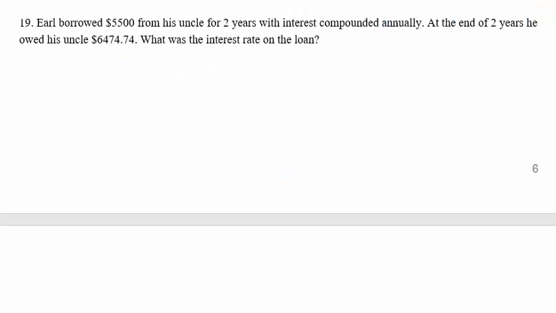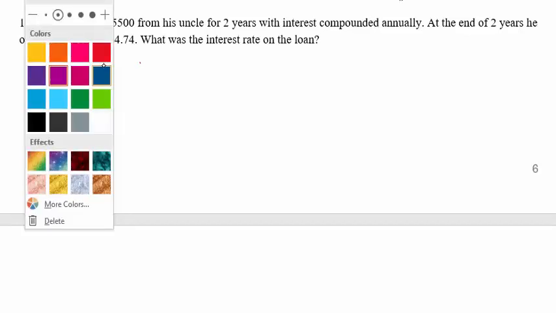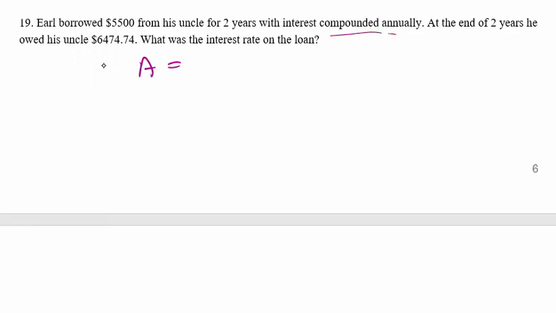If we take a look at number 19, it says Earl borrowed $5,500 from his uncle for 2 years with interest compounded annually. At the end of the 2 years, he owed his uncle $6,474.74. What was the interest rate on the loan? Okay, so we have a compound interest formula, and it looks like this. A is equal to P times (1 plus r) to the t, where t is just how many years that the person has been saving.